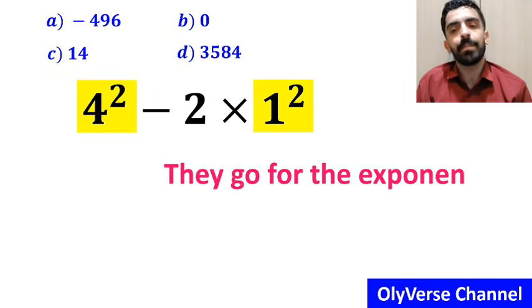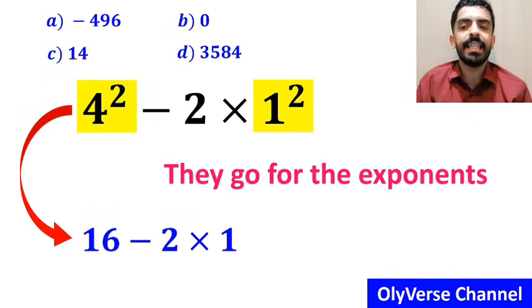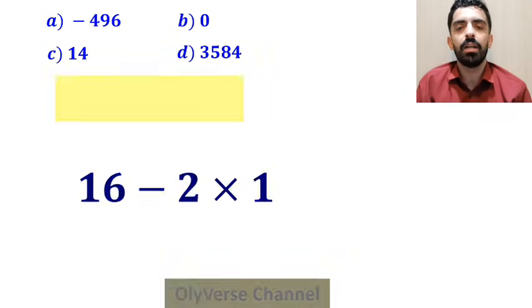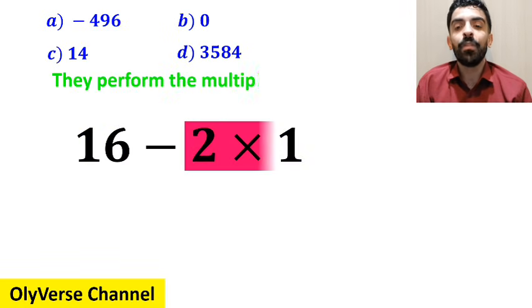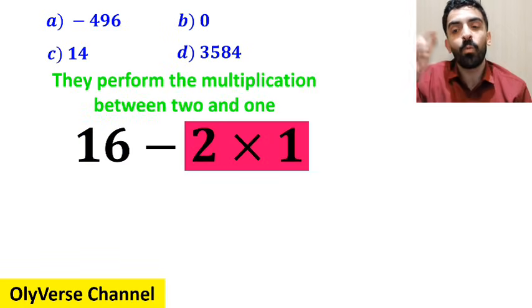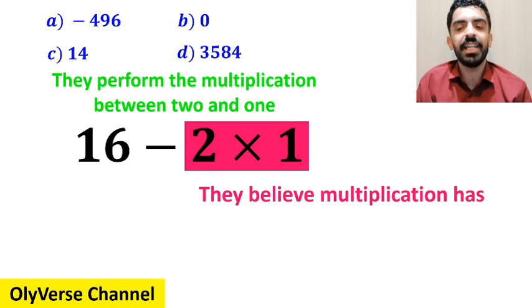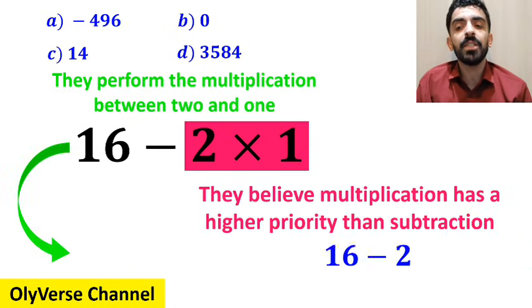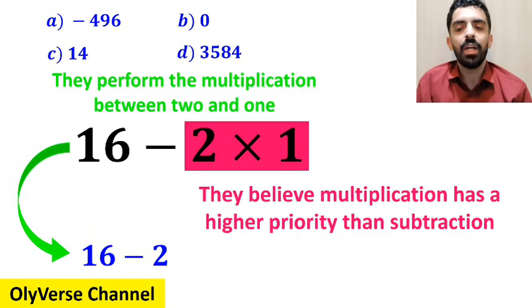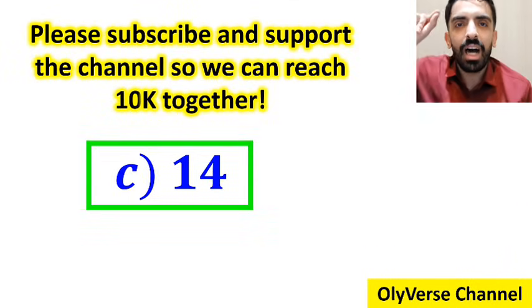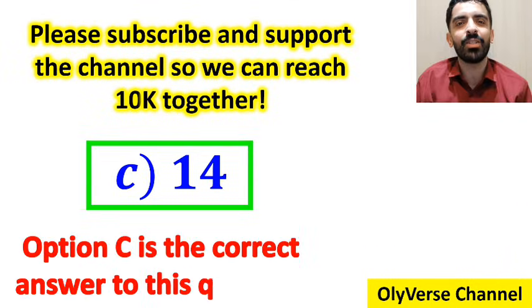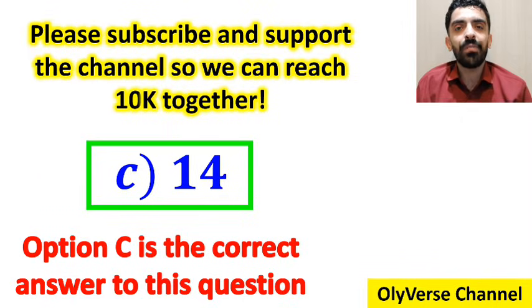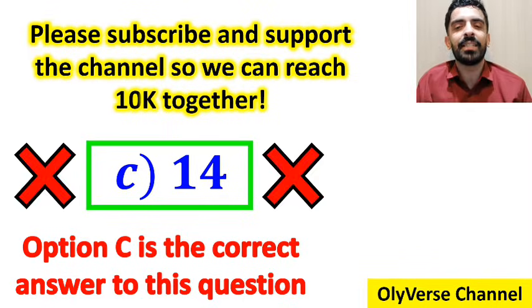Then they go for the exponents and write this expression as 16 minus 2 multiplied by 1. And in the final step, they perform the multiplication between 2 and 1 because they believe multiplication has a higher priority than subtraction. And this expression simplifies to 16 minus 2, which ultimately gives them the answer 14. Then, without any hesitation, they quickly say that option C is the correct answer to this question. However, it's not the correct answer to this question.